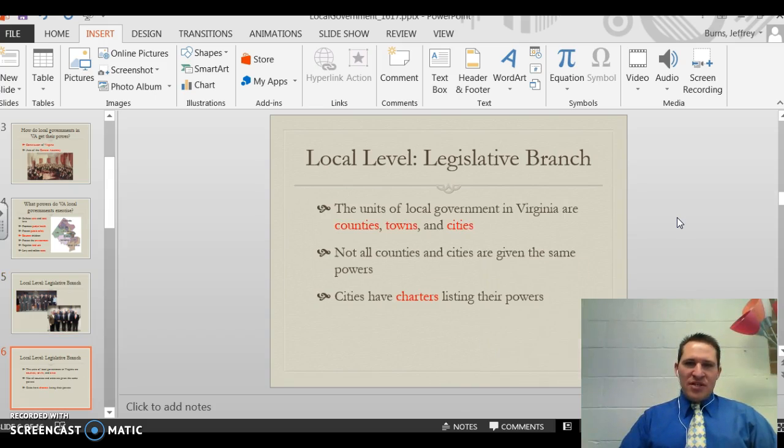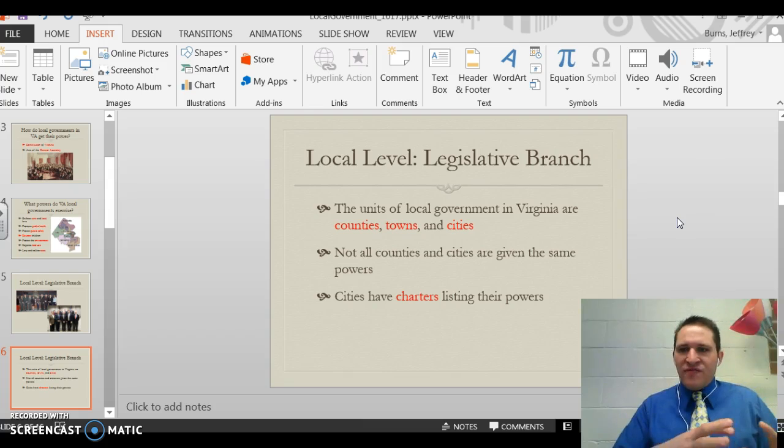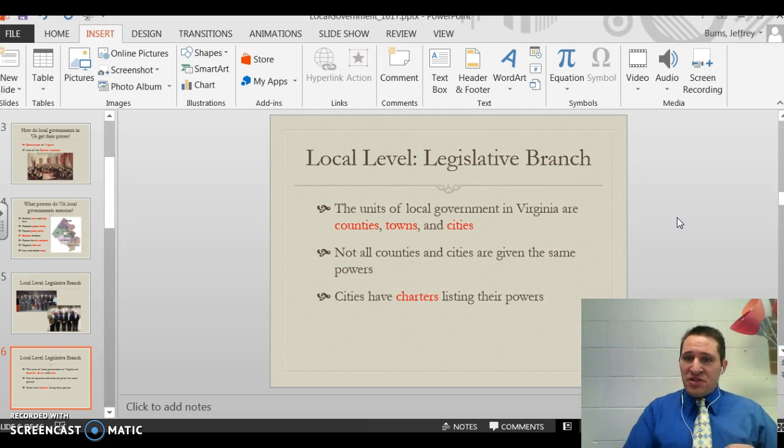All right, let's go down. So we have counties, towns, and cities as our local level of government. If you live in Burke or Fairfax or Fairfax Station, you're living in part of Fairfax County. If you live in the town area of Clifton, a downtown area, that would be an incorporated town. They have their own mayor, their own city council, but they also benefit from things like the schools of Fairfax County. So they're not completely separate. They have kind of partial separation from the county.